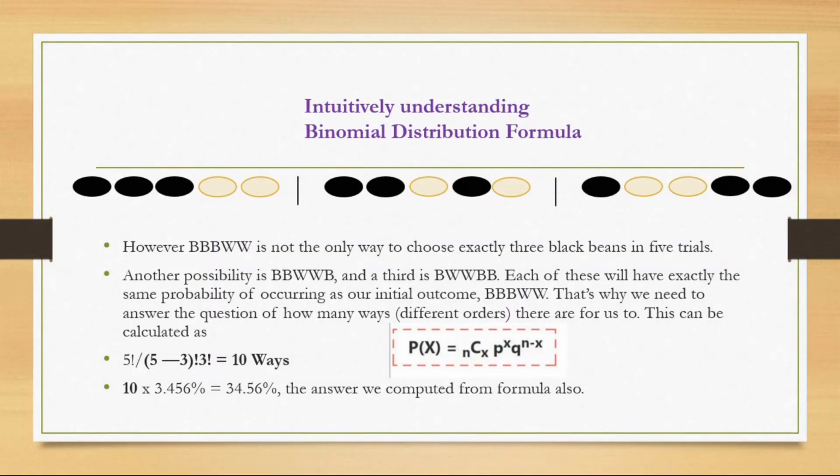10 multiplied by 3.456% equals 34.56%, the answer we computed from the formula also.